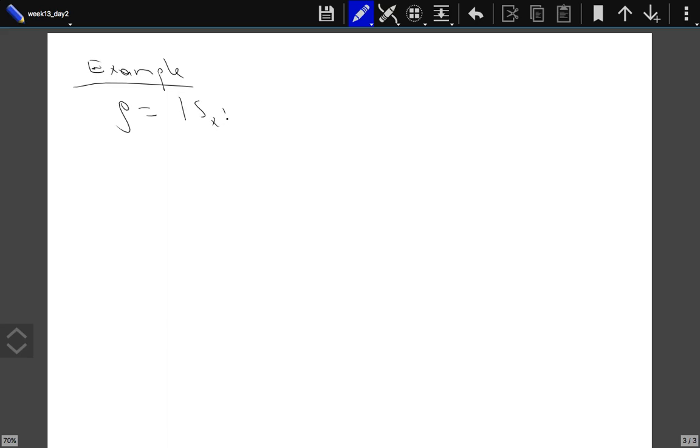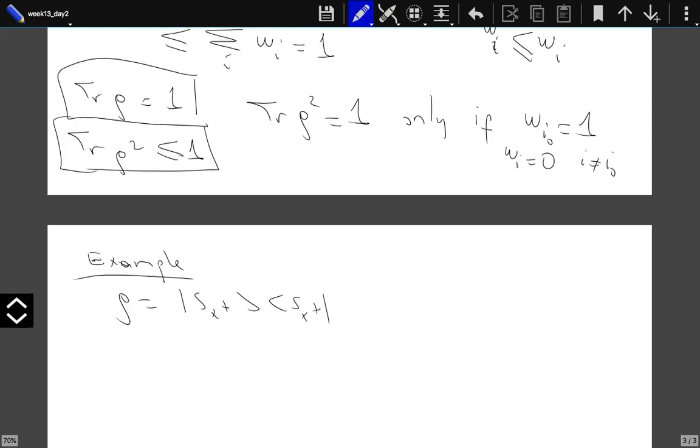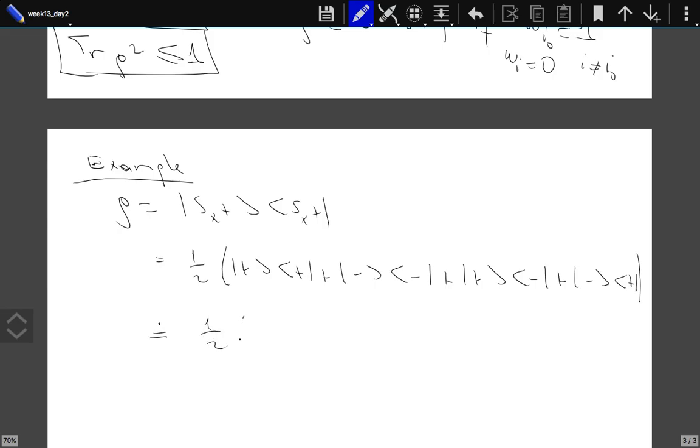Rho is equal to Sx plus, Sx plus. Well, if rho is diagonal, then it's easy to see that it's a pure state. On the diagonal, only one element will be 1, all the others will be 0. But if it's not diagonal, like this one, which is 1 over 2 (plus plus, plus minus, minus plus, plus minus, plus minus, plus), or in matrix form, 1 over 2, 1, 1, 1, 1.